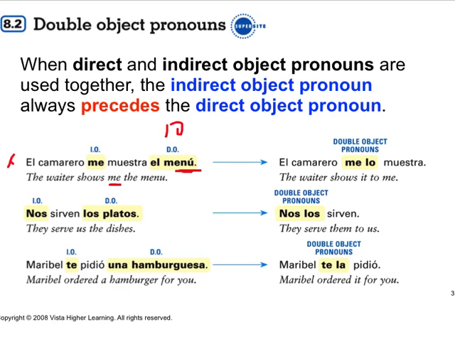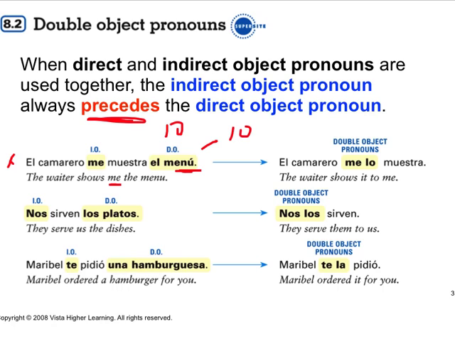And what you need to remember for double object pronouns is that the indirect object pronoun always precedes the direct object pronoun. So we have in the rewrite using two pronouns, el camarero me lo muestra. And the lo comes from el menú.